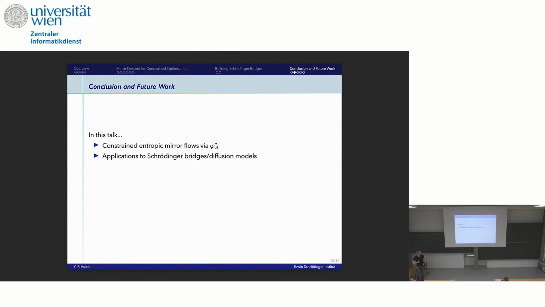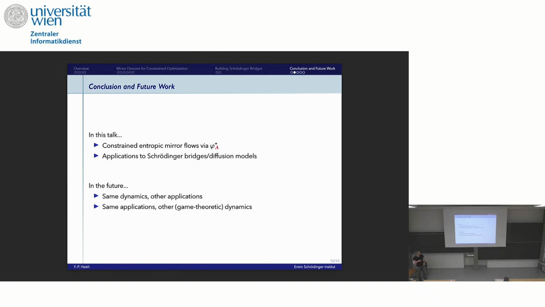Just a quick, brief conclusion. We started with the problem of Schrödinger Bridge, and we showed that this problem can be optimized using a framework that's familiar to all of us, the entropic mirror descent. But you need to be careful with the linear constraint here. There are some subtleties. And based on what I said today, there are a lot of immediate directions that you can pursue in the future.